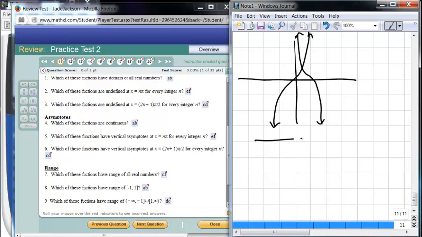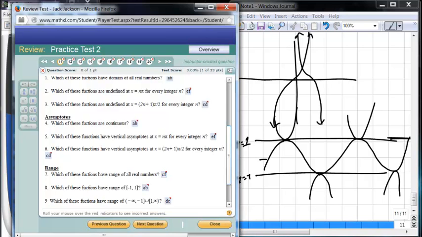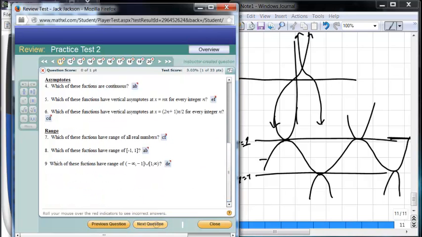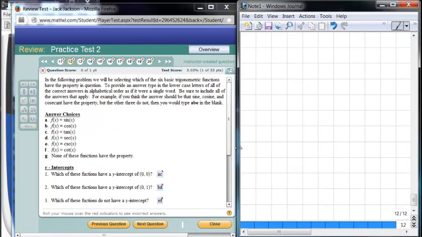Now, sine and cosine are always between 1 and -1, and they go up and down like this, bouncing around between 1 and -1 without ever going above it or below that. So the range is -1 to 1. Secant and cosecant then go outside of that. So they go from 1 to infinity and from negative infinity to -1. Okay. Alright, next question. So you definitely need to know these basic properties of these basic graphs.